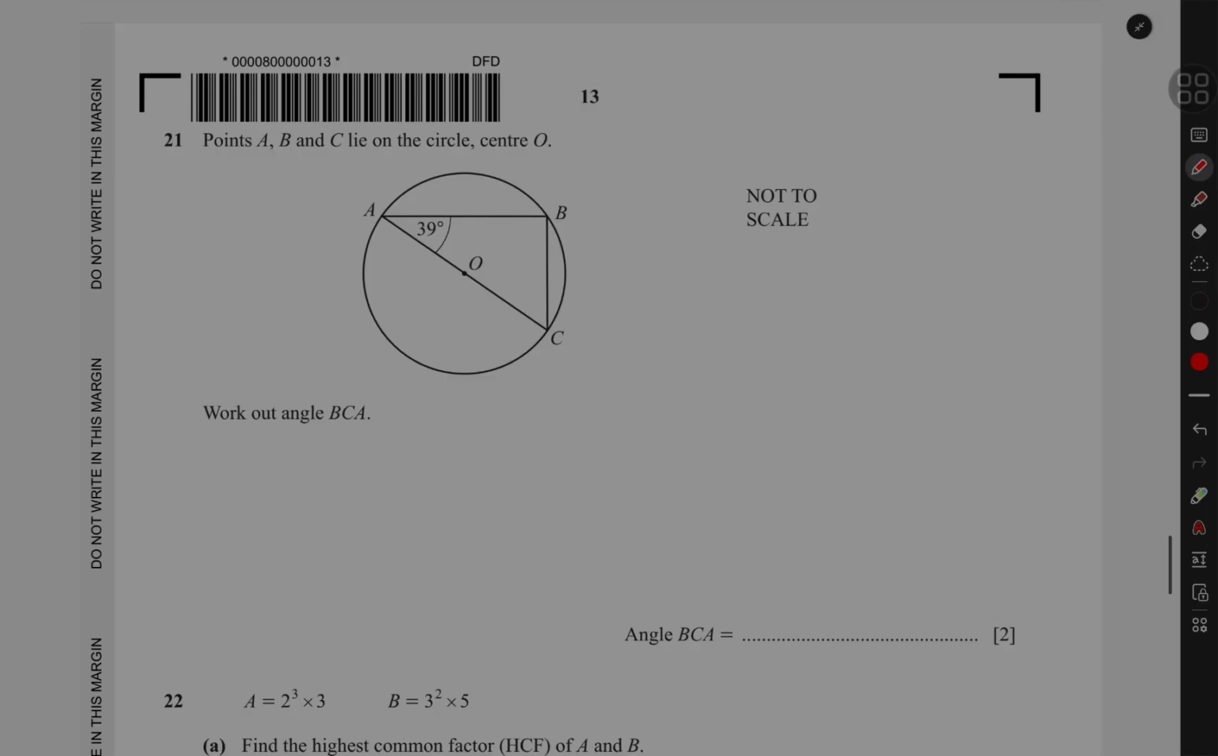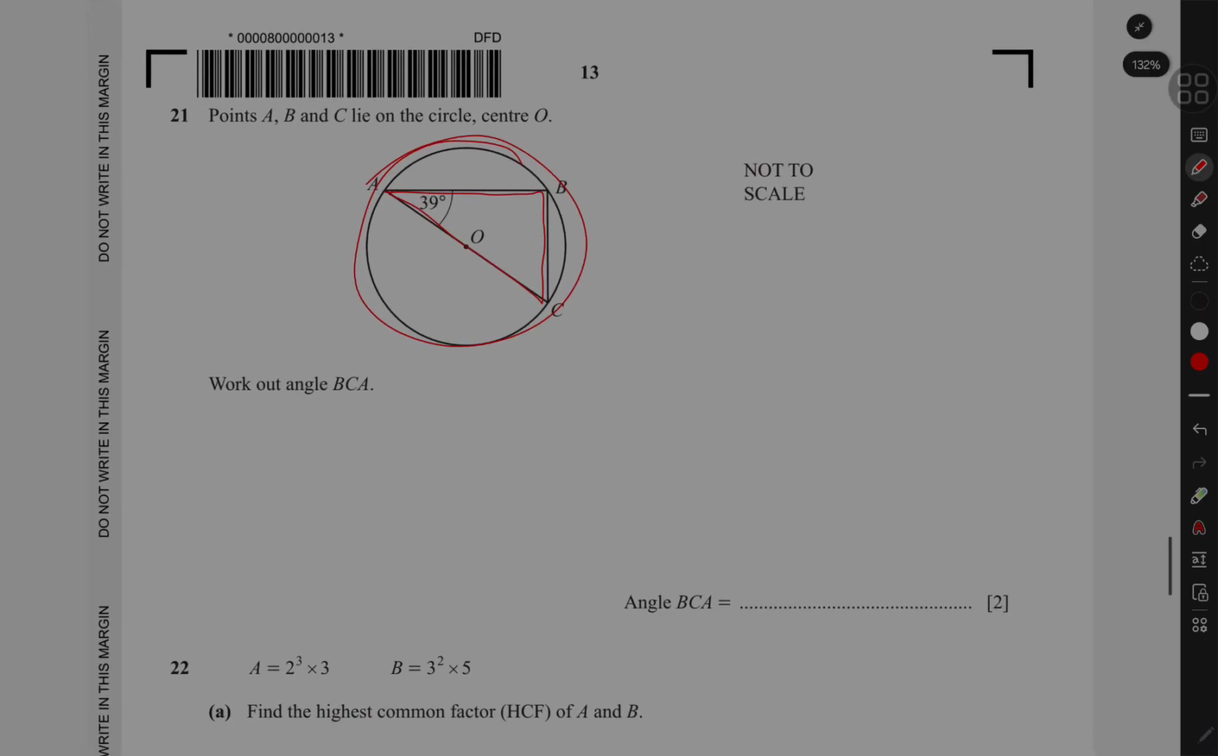Okay, points A, B, and C lie on a circle. That's pretty good because one thing to note here is that if a triangle is inside a circle, one angle must be 90. So I think this doesn't look like a 90, this doesn't look like a 90, but this one looks like 90 degrees.